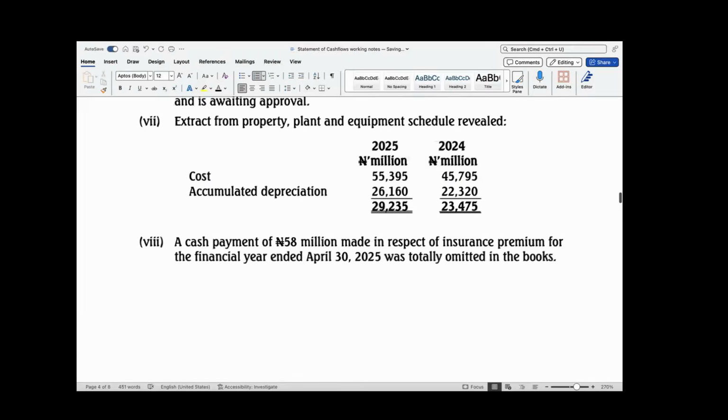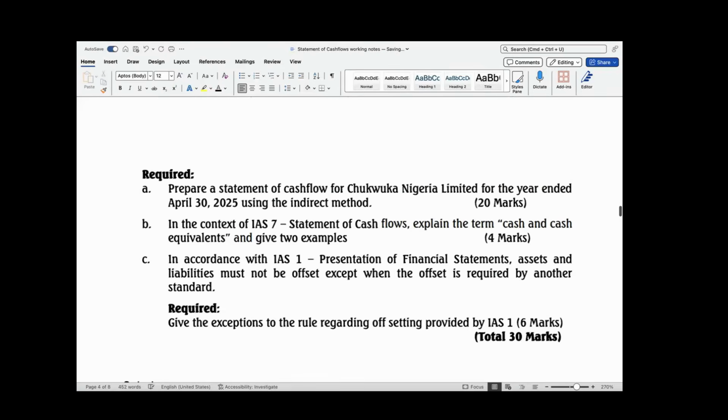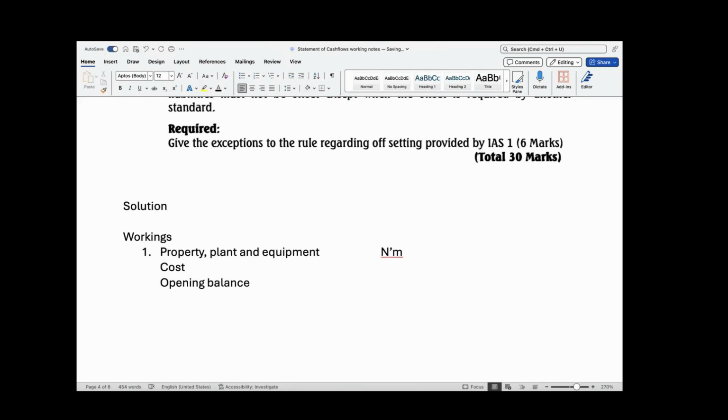The level of rounding off is in millions, not thousands. So I'll start with the costs. I'll start with what's the opening balance of the costs given to me. They gave me 45,795.